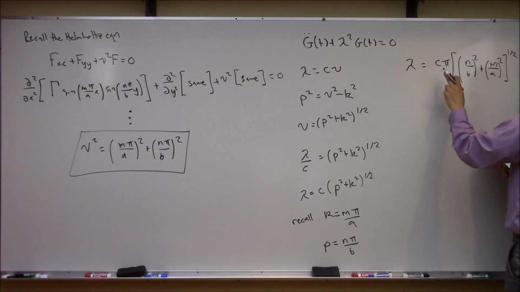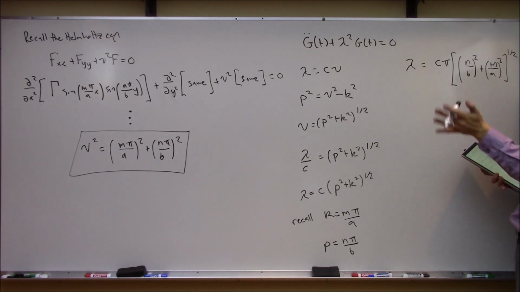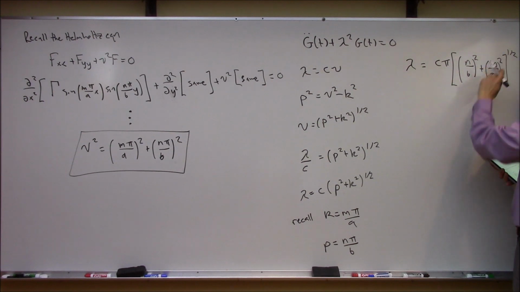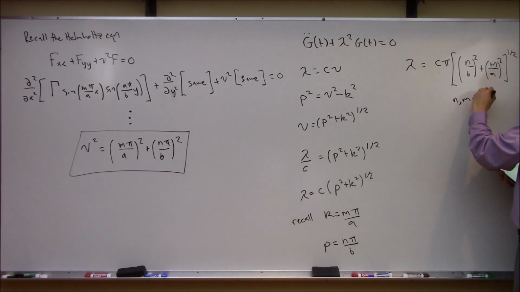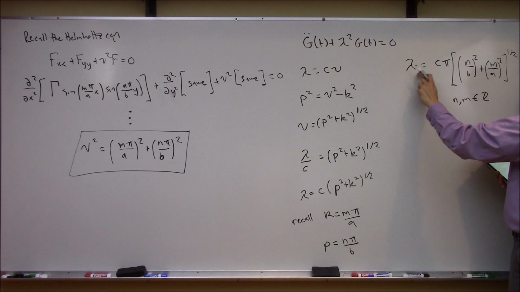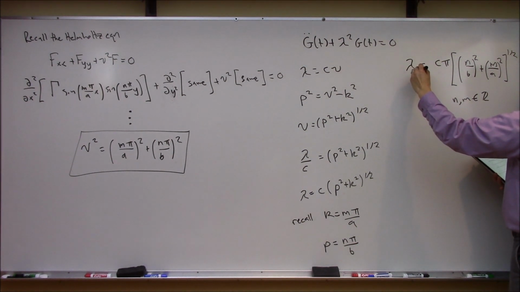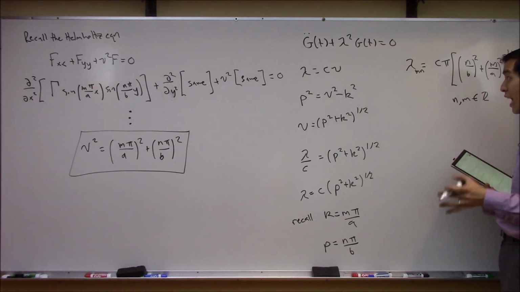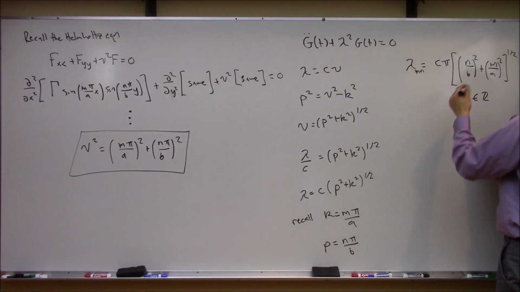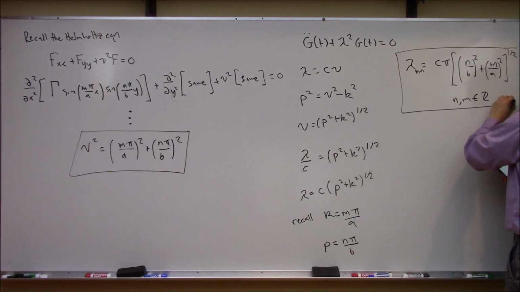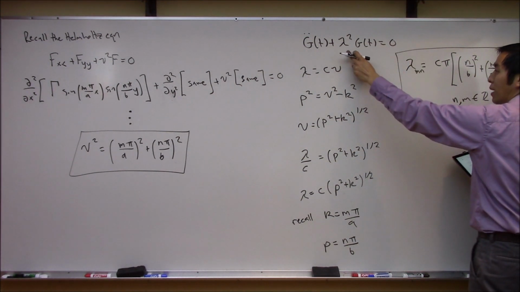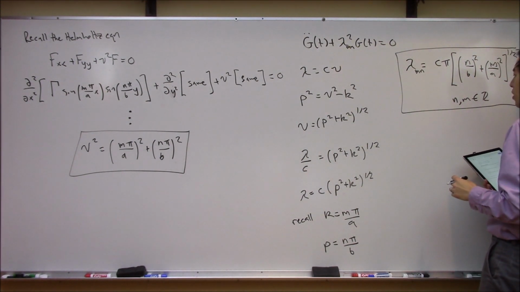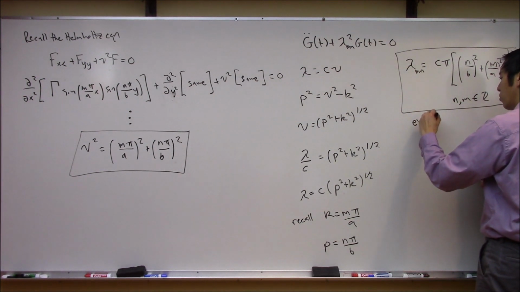Here, c was something like tension over density, all physical parameters of the problem, but n and m are integer values. So we should adopt the notation that lambda has an m and an n subscript. There's a different lambda for each m and each n. These are effectively the eigenvalues of the system. This lambda mn tells you how fast the system oscillates. So here are the eigenvalues.